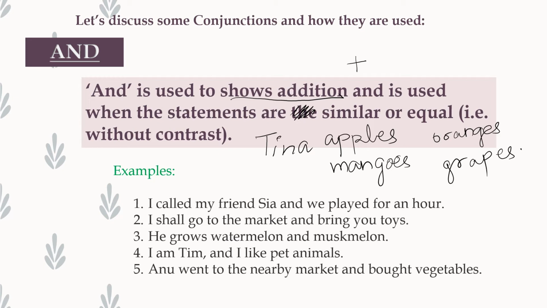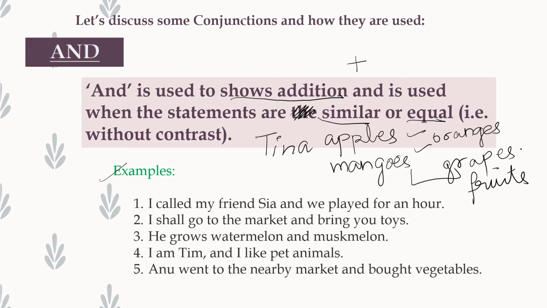So we have to repeat everything again and again if we don't use the conjunctions, the joining words. So how do we join these words? Tina bought apples, oranges, mangoes, and grapes. Because these are all fruits, we can use and in it, because they are similar or equal. How are they the same? They are the same because they are all fruits. They are of the same kind, and that's how we can use and.